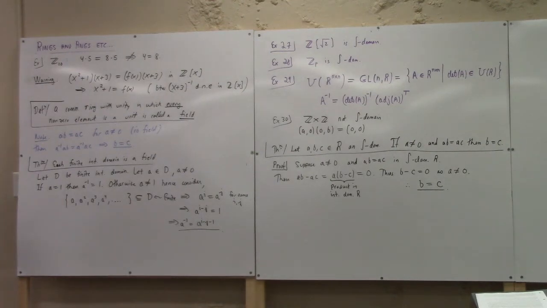So in other words, we have shown that every non-zero element of D is a unit, therefore it's a field. So finite integral domains are necessarily fields. How about infinite integral domains? Are they automatically fields?